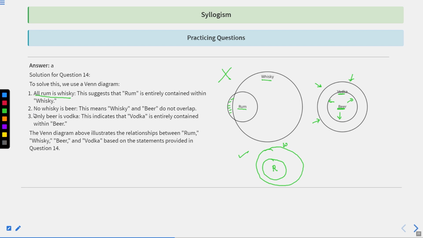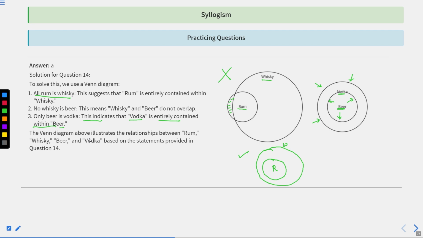Why is it so? Because in the third statement you see only beer is vodka. So what does that indicate? It indicates that vodka is entirely contained within the beer. And why is it so? Because students, we have already discussed in our previous lecture series that whenever you find statements like only, we can paraphrase it, or we can also understand it in another way, which suggests that all vodka is beer. Only beer is vodka indicates that vodka is entirely contained within the beer.